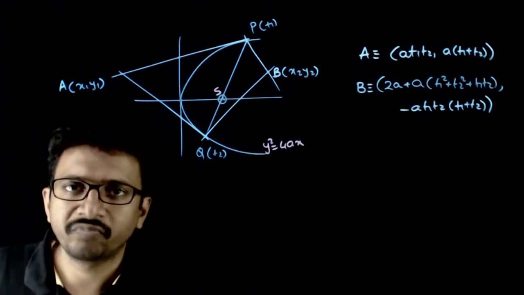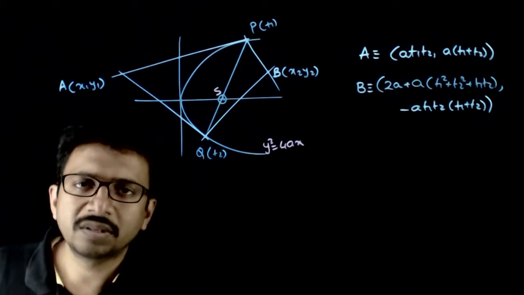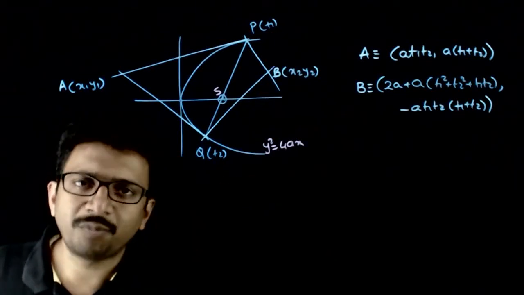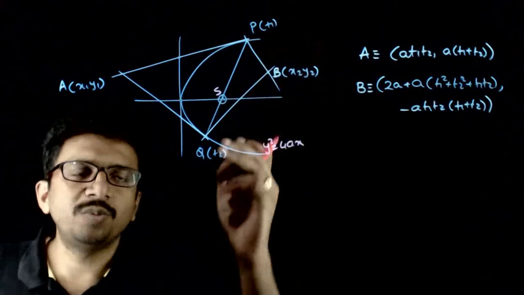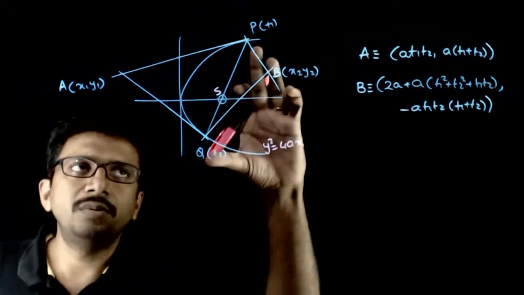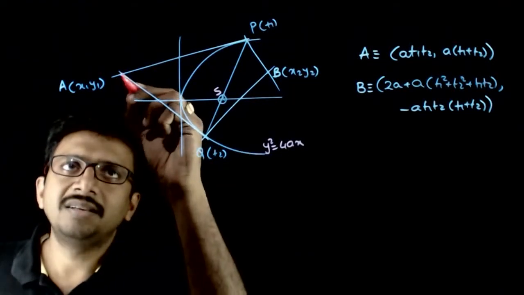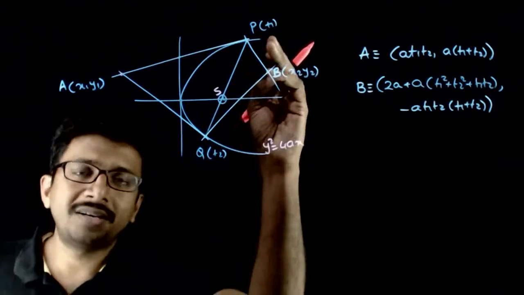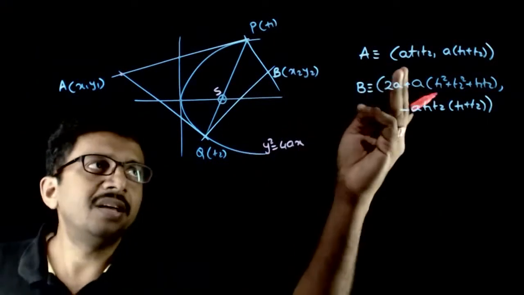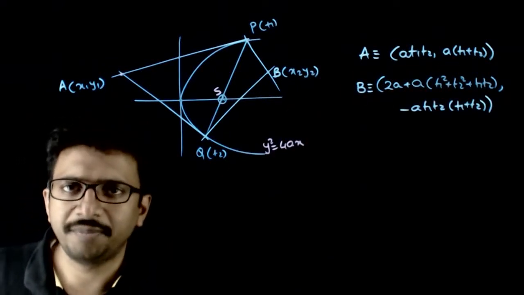That's the question. Let us construct this question mathematically. Let us assume that the parameter of point P is t1 and the parameter of point Q is t2. In terms of t1 and t2, the point of intersection of tangents drawn at the points P and Q is given by (a t1 t2, a times (t1 plus t2)). This is a very standard formula in your theory.